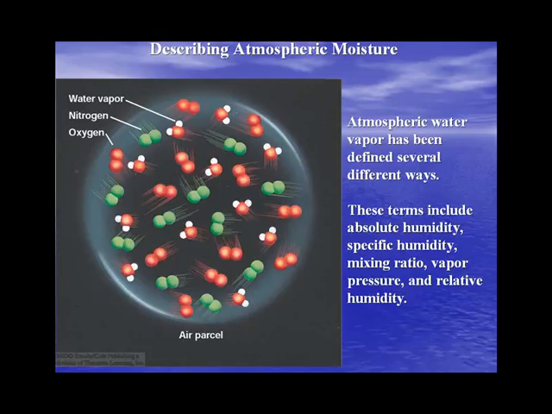Well, there are several ways that we can describe the moisture content of this air parcel. We can define it in terms of absolute humidity, specific humidity, mixing ratio, vapor pressure, and a term that you're all familiar with, you've heard it on the nightly weather forecast, relative humidity. And so you see there are many ways that we can describe the moisture content of the air, or in this particular case, one parcel of air that we've pulled out of the atmosphere.